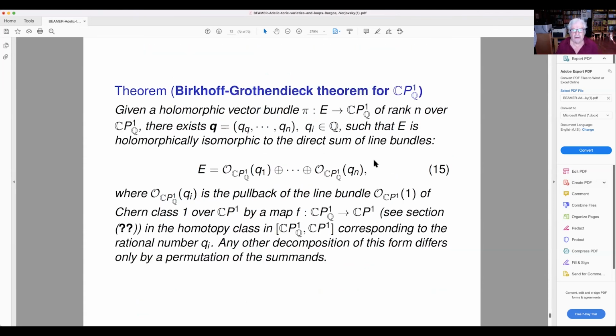Finally, this is the Birkhoff-Grothendieck theorem for the solenoid. So for me, I'm not scared. It has two horrible singularities, I don't care. For me, it's P1 laminated. So given a holomorphic vector bundle, which I define correctly, of rank n over CP1, there exists an n-tuple of rationals Q1 to Qn, such that it is holomorphically isomorphic to the direct sum. It's exactly the analog of Birkhoff. I think that's all. I'm finished. Thank you very much.